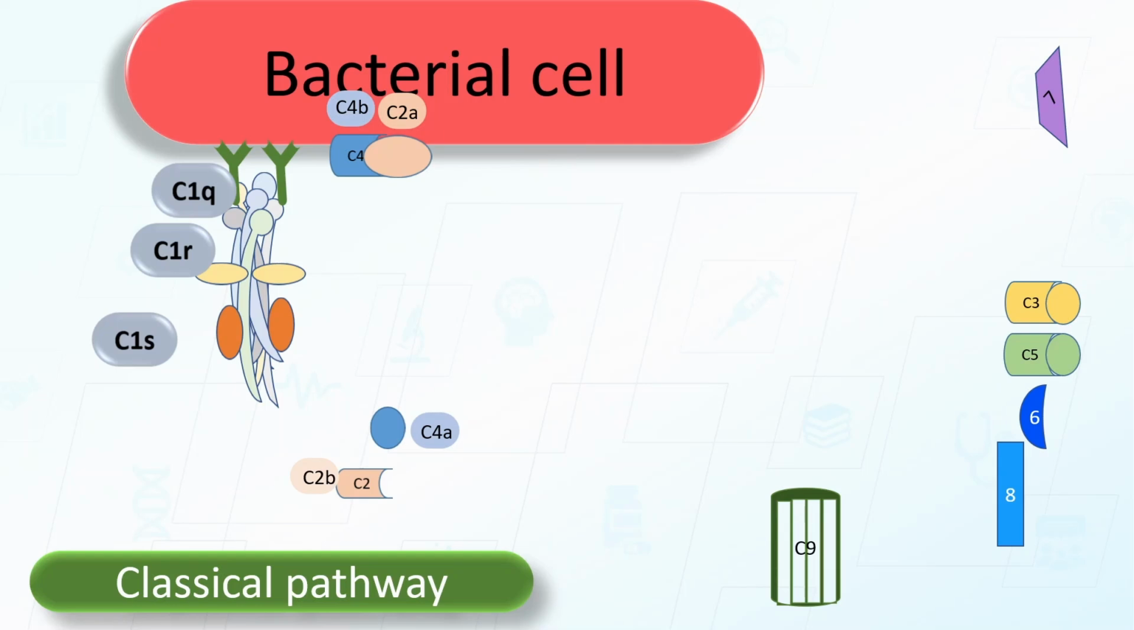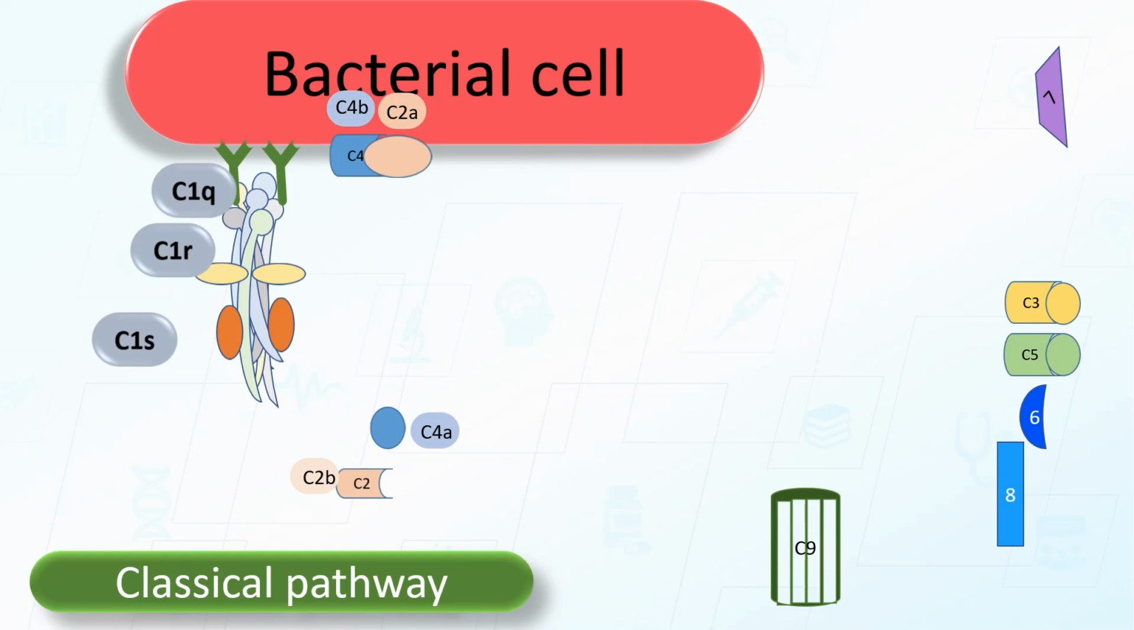C1s also cleaves C2, but in the case of C2, the a is larger in size and the b is small. It's exceptional from other complement factors. The a will remain bound with C4b, which is already bound with the membrane of a cell or microorganism, and the b will be released. The b, well, its function is not clear.